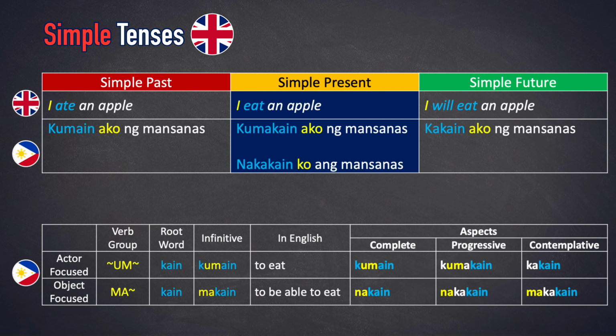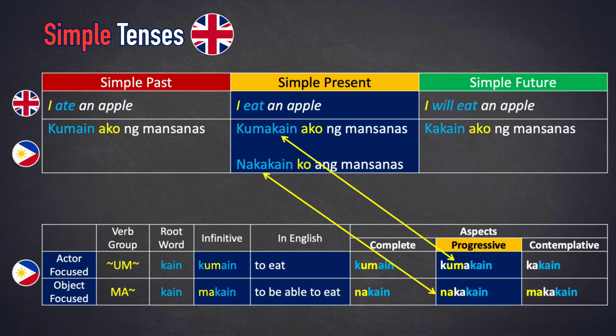The simple present tense is, I eat an apple. Kumakain ako ng mansanas. Or, nakakain ko ang mansanas. The English sentence talks about the speaker saying that he or she regularly or habitually eats an apple. The Tagalog equivalent are the progressive forms of the infinitive verb kumain, to eat, and makain, to be able to eat. Contextually, these Tagalog verbs would approximate the meaning of the English verb to eat in the simple present tense.